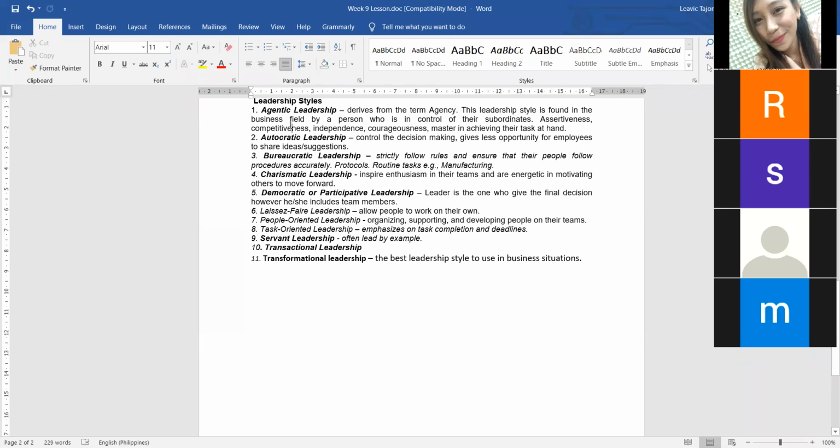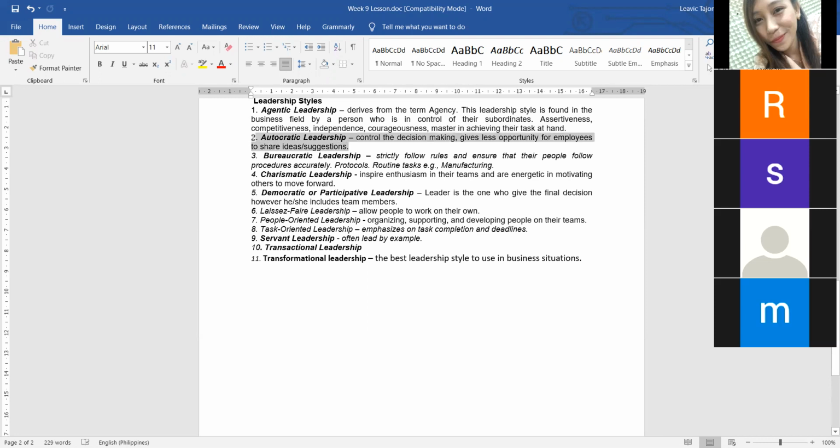And you cannot become competent if you don't have the knowledge, you don't have the skills. So this kind of leadership really entails for a leader na marunong, may alam talaga. Now, if you're that kind of person, then you can use this kind of leadership. And sabi nga dito, emphasizing master in achieving their task at hand. So kaya niyang matapos talaga, mahuman ang isa ka task na gihatag sa iya. Okay?